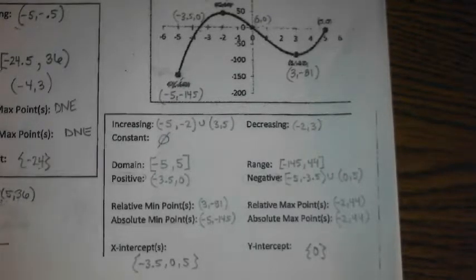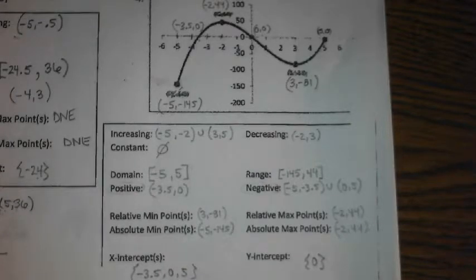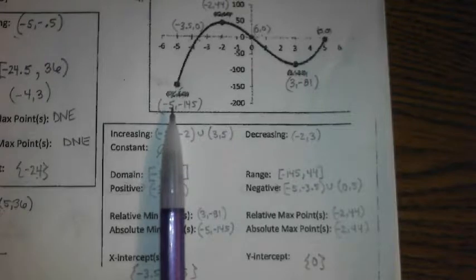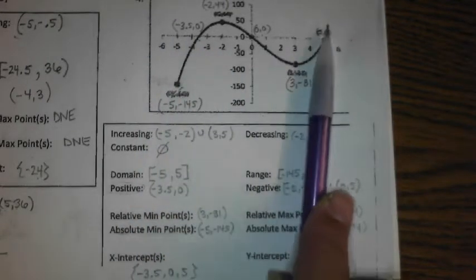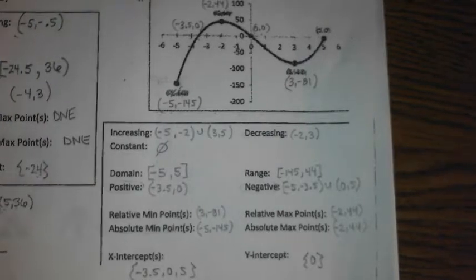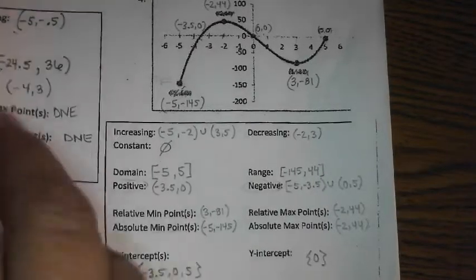Okay, yeah. The domain is always going to be the lowest x-coordinate that's ever reached to the highest. So the lowest x-coordinate that's ever reached is -5, to the highest x-coordinate that's ever reached, 5. Does that make sense? Anything else? Okay, let's flip over to the back.